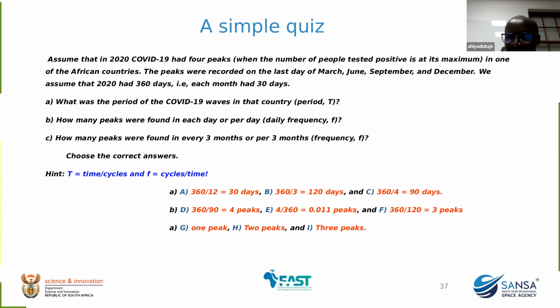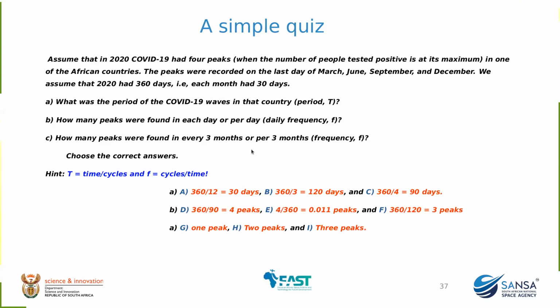Now, the frequency can be given in any unit of time. Actually, the SI unit of the frequency is hertz, which is 1/s. So they can even ask you how many peaks do you have every second? Then you have to divide those days into whatever. So it's just asking for the 3 months, not for the whole year. Exactly. That's what it was asking for. Yes, it was asking how many peaks were found in every 3 months.